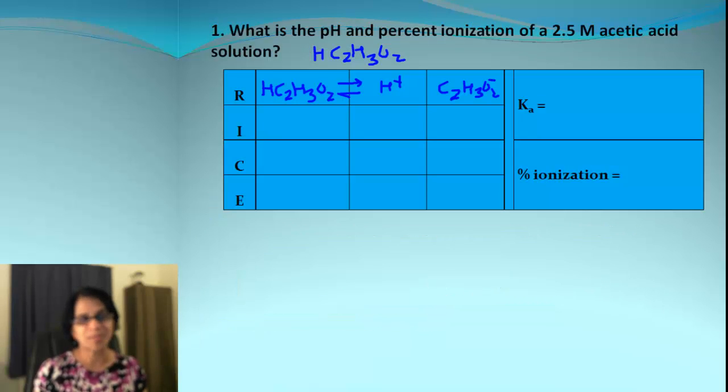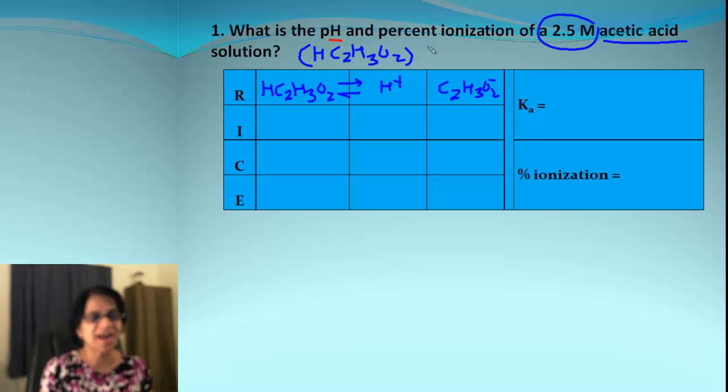So here is our first problem. We have been given acetic acid, and that's the formula for acetic acid. The molarity is 2.5 molar, and we have to find out pH and percent ionization. So let's begin. If the molarity is given to you as 2.5, that is the initial concentration for that acid. And at time t equal to 0, we have no ionization. That means each of the ions will be equal to 0.